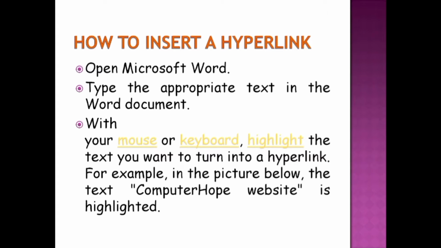Now, here are a few steps that tell you how to insert a hyperlink. First, we have to open our MS Word. Then we have to type the appropriate text in the Word document. Then with the help of the mouse or the keyboard, highlight the particular text that you want to turn into a hyperlink. For example, in the picture below, the text Computer Hope website is highlighted.